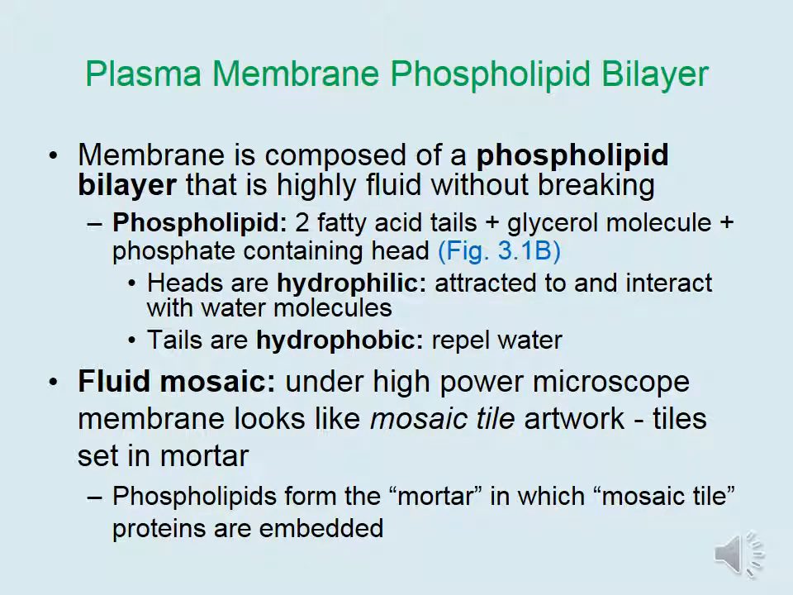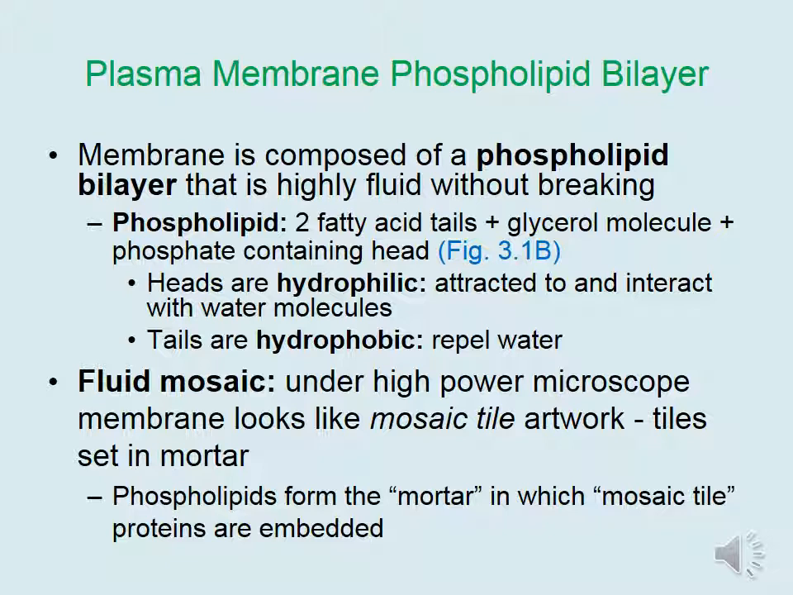The plasma membrane is composed of a phospholipid bilayer that is highly fluid without breaking. Bi means two, so there are two layers of phospholipids. Fluid means that the plasma membrane is flexible, but it does not break apart. A phospholipid is a type of lipid. It was mentioned in Unit 2, and it was mentioned there that we would discuss it further in Unit 3.